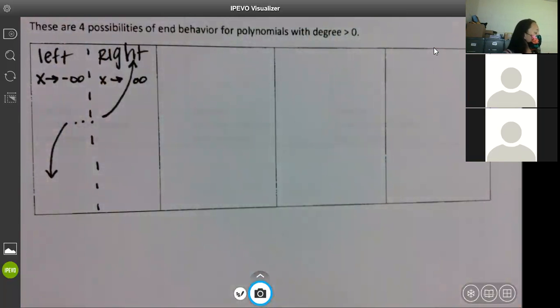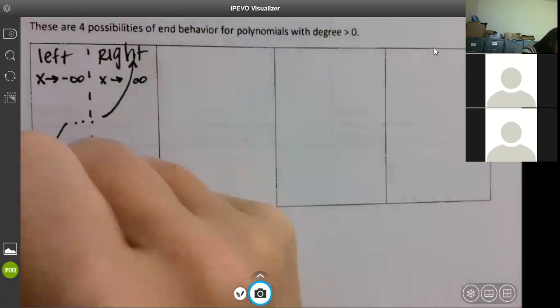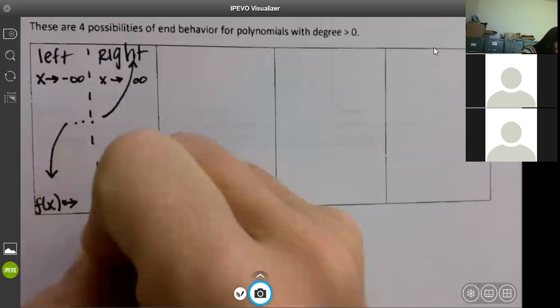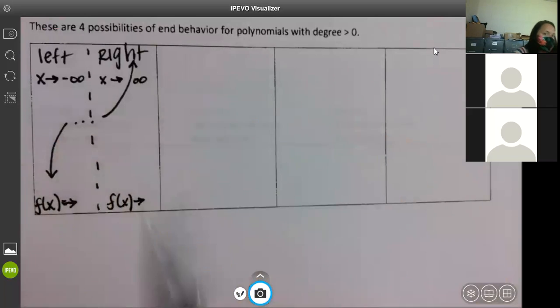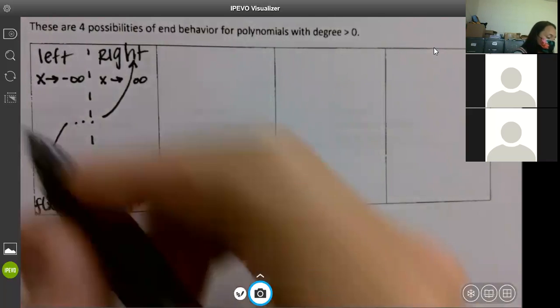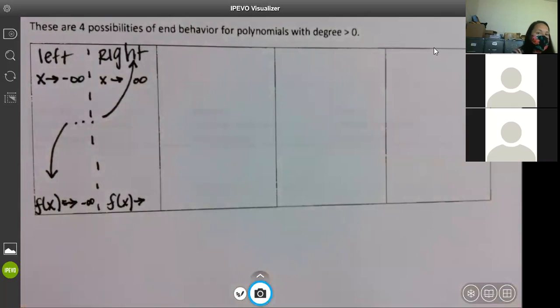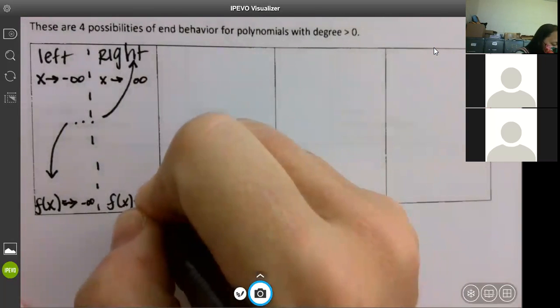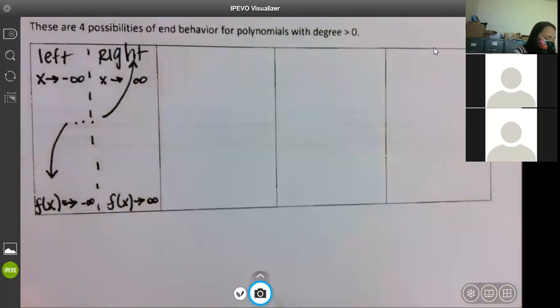What will change is your f of x part. So f of x tells where the function points. Sorry, it should be an arrow on either side. So if this one points down, where is it pointing to? How far does it go? Negative infinity. On the right, it points up, and I'm going to rewrite this so you can see it a little bit better. On the right, it points up, so it goes to where? Positive infinity.